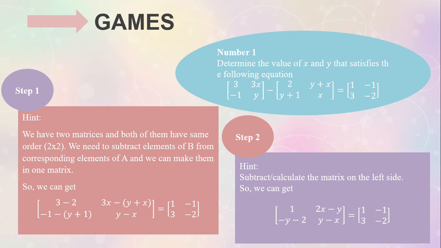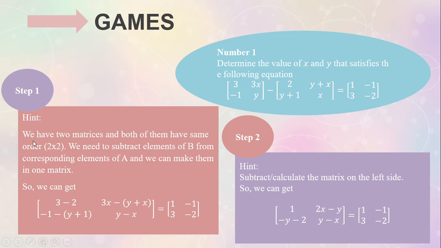Number 1. Determine the value of x and y that satisfy the following equation. Matrix 3, 3x minus 1 and y is subtracted by matrix 2, y plus x, y plus 1, x is equal to matrix 1, minus 1, 3, and minus 2.